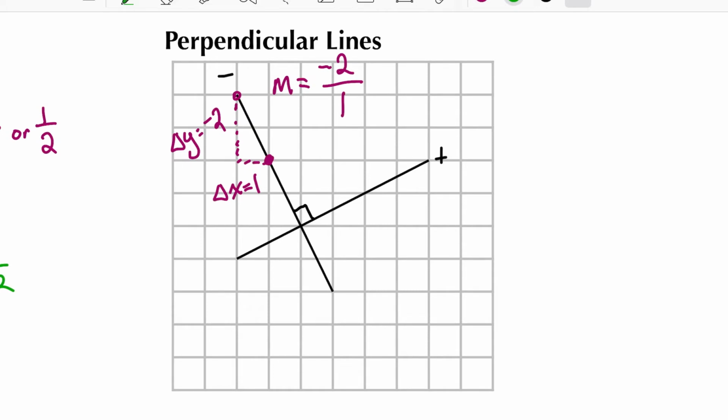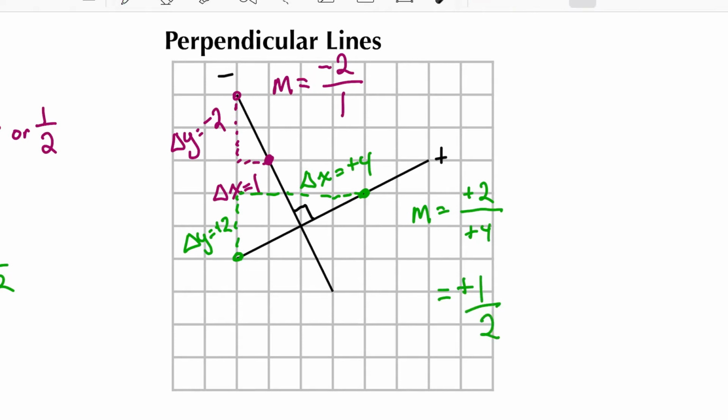All right, let's take a look at this green one. I'm going to go from here to here. Our change in y is equal to plus 2 and our change in x is equal to plus 4. So for our green one, our slope is equal to our rise plus 2 over a run of plus 4, which is equal to plus 1 over 2.